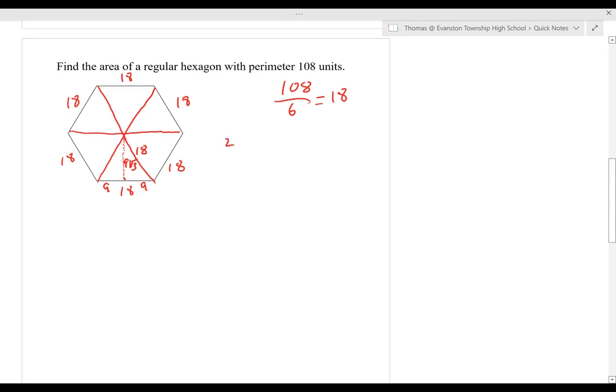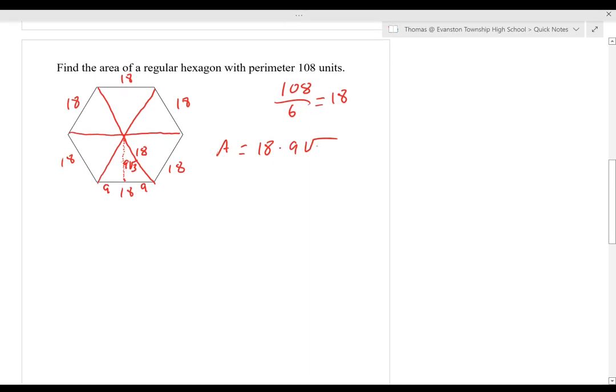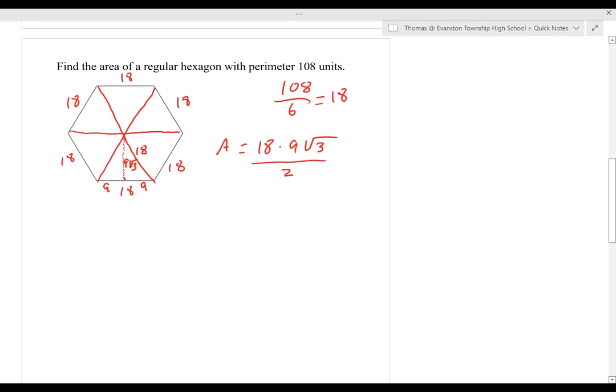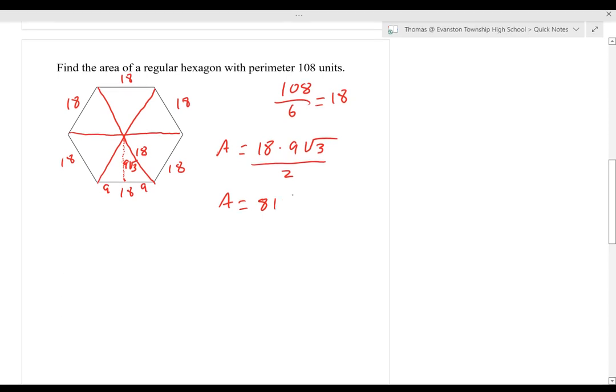So we can find our area. So the area equals the base times the height divided by 2. So we have the area equals 81 square root of 3 units squared.